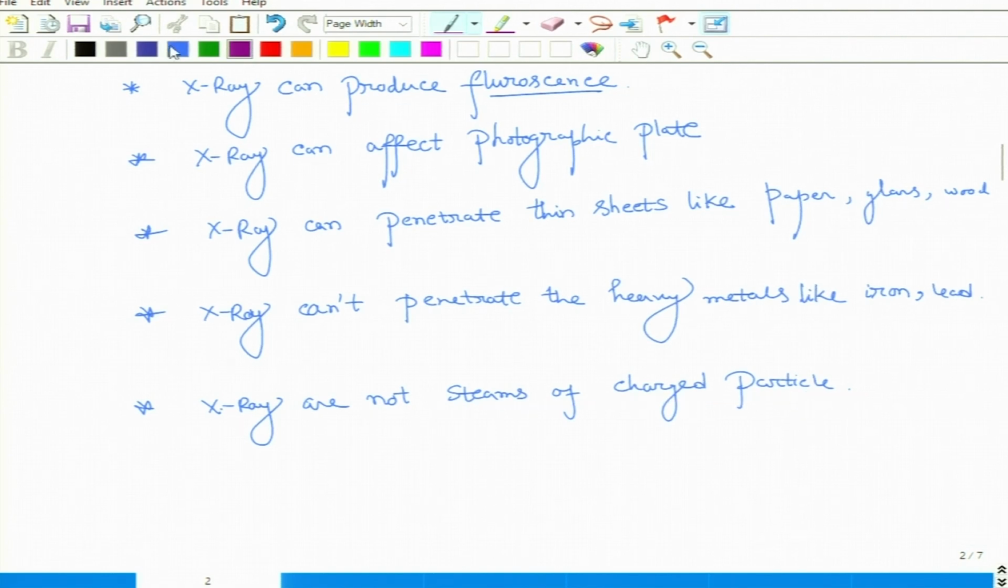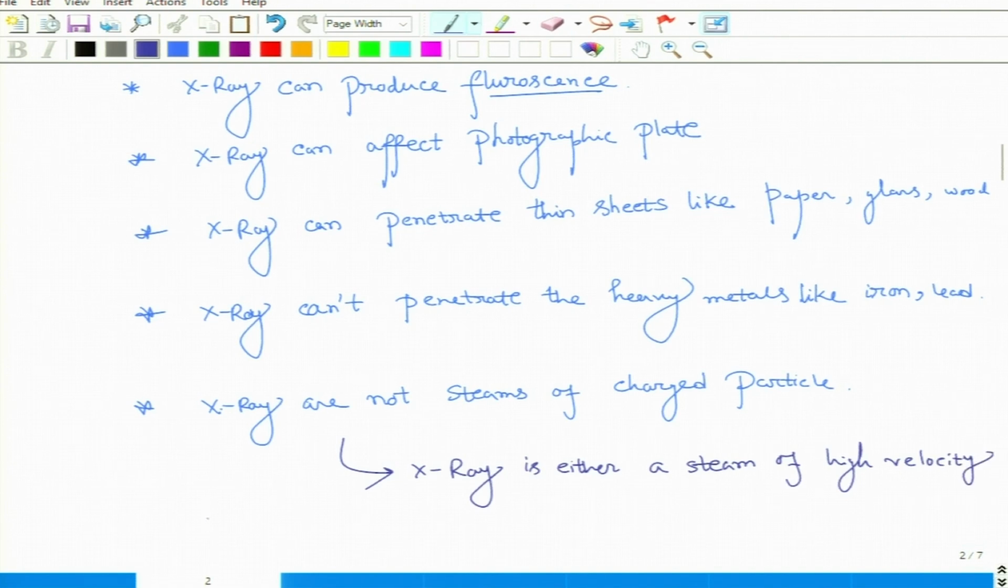So then what can it be? What is the X-ray? This observation confirms that X-ray is either a stream or flow of high velocity uncharged particles. Why high velocity? Because that's why it looks like a ray. Cathode ray is not actually a ray. We know ray means wave, but cathode ray is a flow of electrons. Electron is a negatively charged species, but it moves with a high velocity. That's why it looks like a ray.